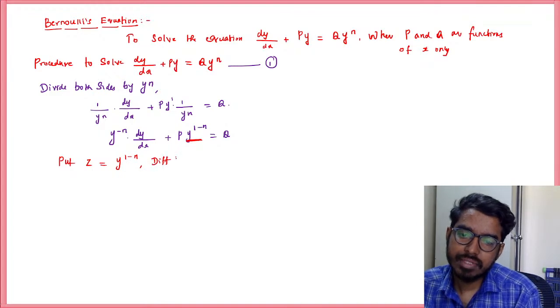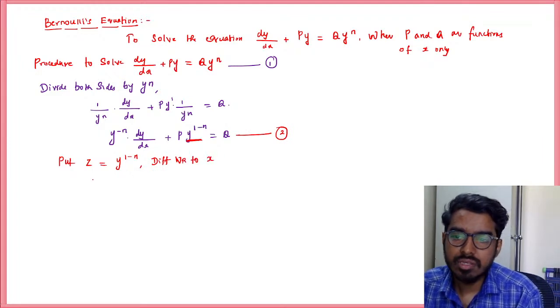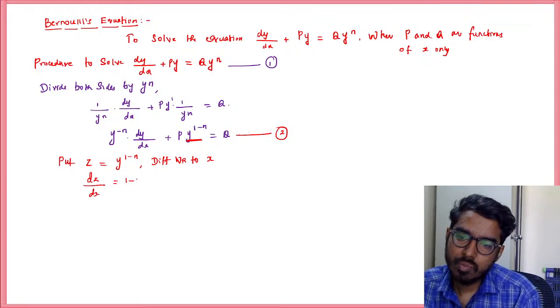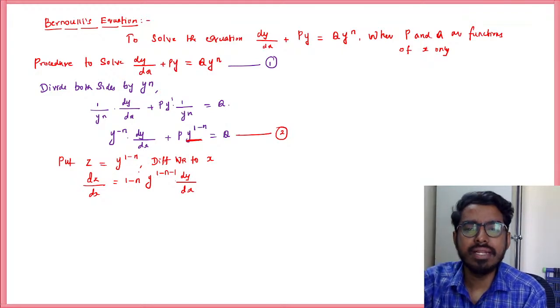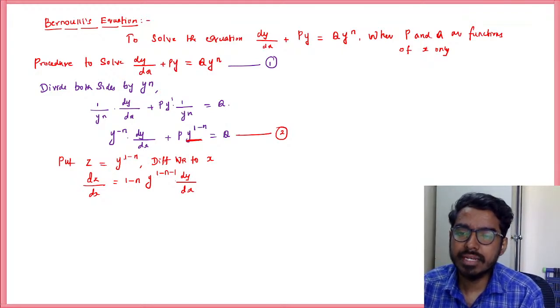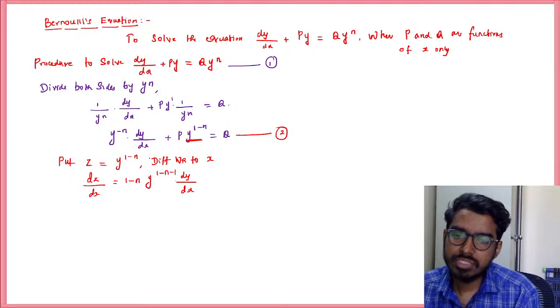So differentiate with respect to x. Let's call this equation number 2. So differentiate with respect to x. This will be dz by dx, which will be 1 minus n y power 1 minus n minus 1 into dy by dx. So x power n formula, n into x power n minus 1 derivative, so 1 minus n y power 1 minus n minus 1.